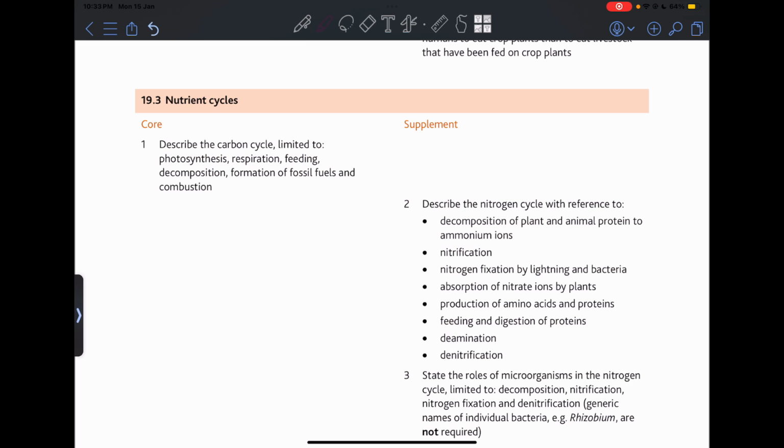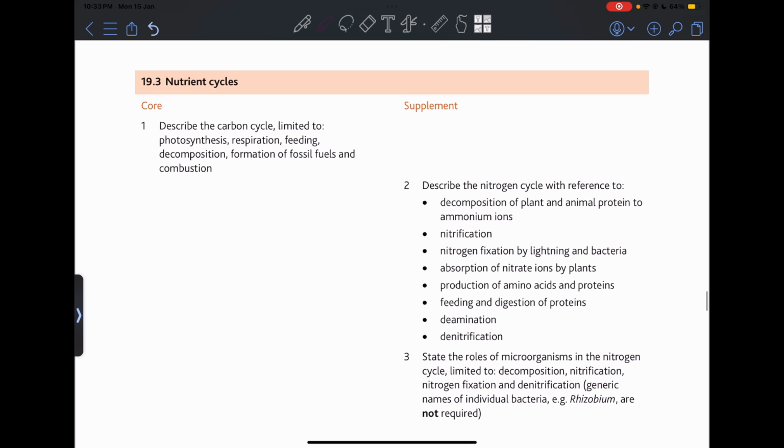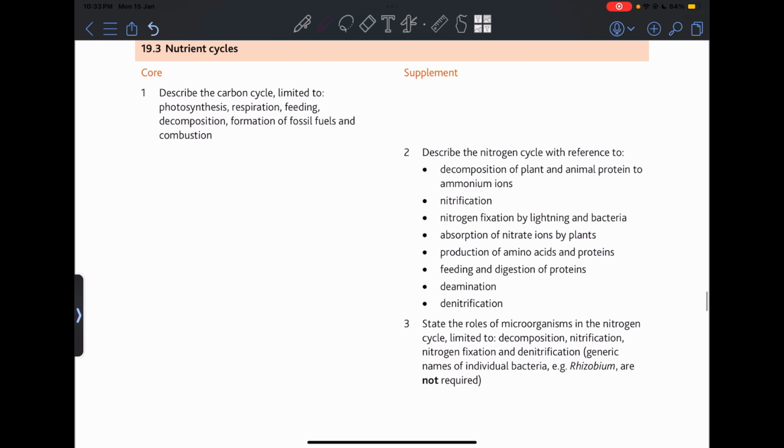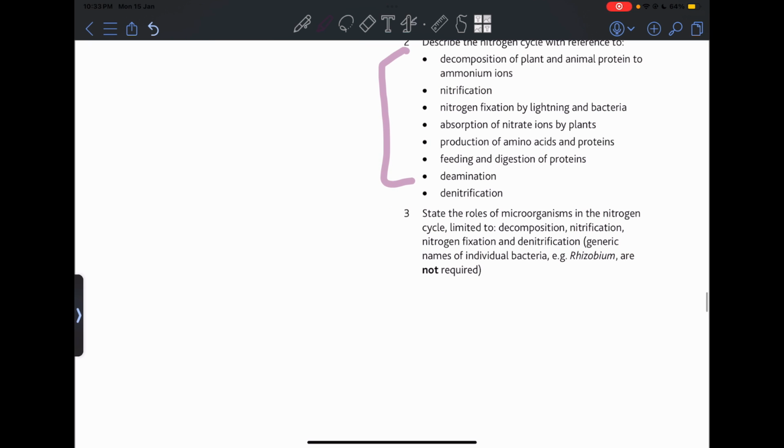19.3 nutrient cycles. Describe the carbon cycle limited to photosynthesis, respiration, feeding, decomposition, formation of fossil fuels, and combustion. Now, the carbon cycle, if you've already taken chemistry, you will know more about it than here. So this is basically like an ecology part. Extended students describe the nitrogen cycle with reference to decomposition of plant and animal protein to ammonium ions, nitrification, nitrogen fixation by lightning and bacteria, absorption of nitrate ions by plants, production of amino acids and proteins, feeding and digestion of proteins, deamination, denitrification. So this is the whole nitrogen cycle over here.